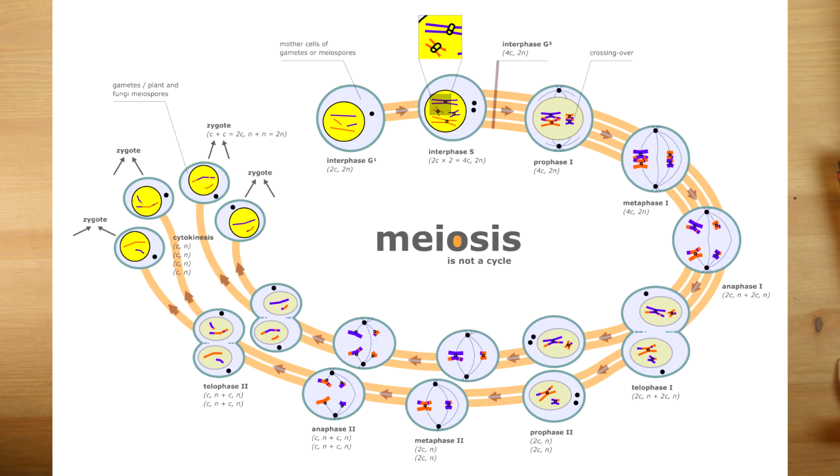Before meiosis even begins, the cell is in a stage known as interphase, which is divided into G1, S, and G2. G1 is gap phase 1, where the cell grows. S is a synthesis stage, where the DNA replicates. And G2 is gap phase 2, that makes proteins for cell division. So this all occurs before meiosis begins.